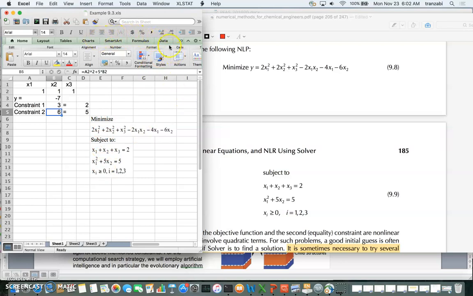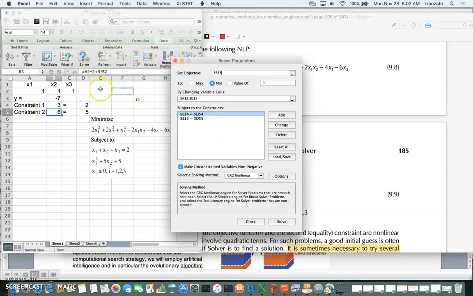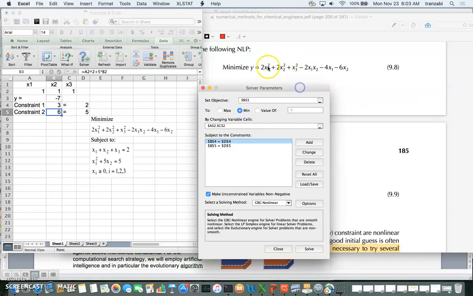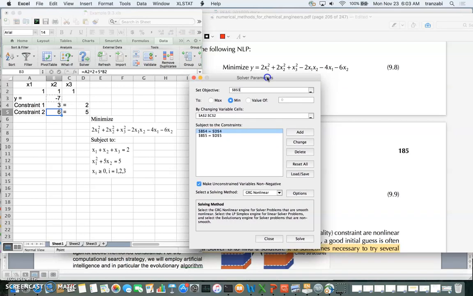I'm going to go to Data, and then Solver. So the objective function is going to be this cell, which is B3. It's a minimization function, right? So we're going to minimize this problem. We want to minimize the objective function. Okay, the variables are from this cell to this cell, which is A2 to C2, and then the constraints are B4 is equal to D4. So here's B4 is equal to D4, and then B6 is equal to D6. B5 is equal to D5.